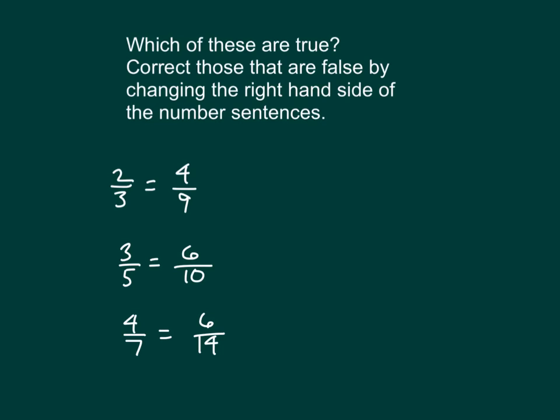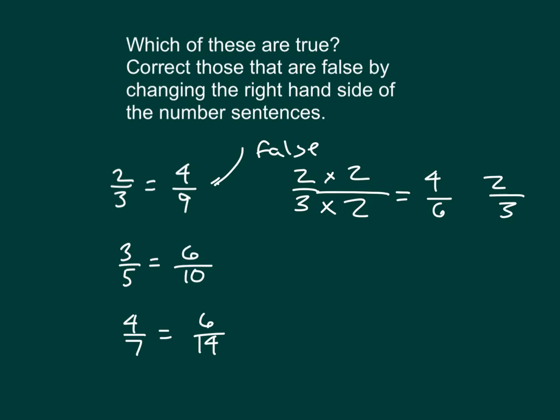Okay, here's one last problem to take a look at. Which of these are true? Correct those that are false by changing the right-hand side of the number sentences. So it looks like we're going 2/3 here. And I'm thinking 2/3, does it equal 4/9? Well, we have 2/3, and just as before, we were multiplying in the numerator and denominator. So to get from 2 to 4, we'd have to multiply by 2. And we'd have to do the same thing in the denominator, though. So it'd be 3 times 2, so we have 4, 6. So it's not 2/3 equaling 4/9. This one's false. And so, since it's false, we'd have to correct it to say that 2/3 does equal 4/6.